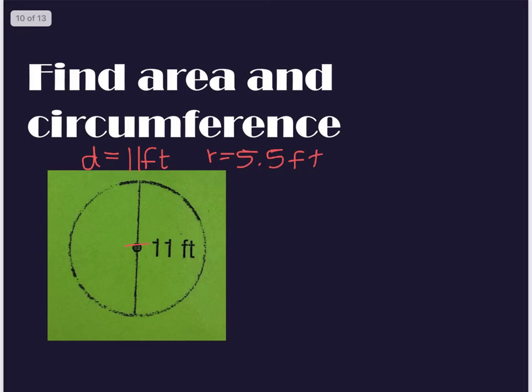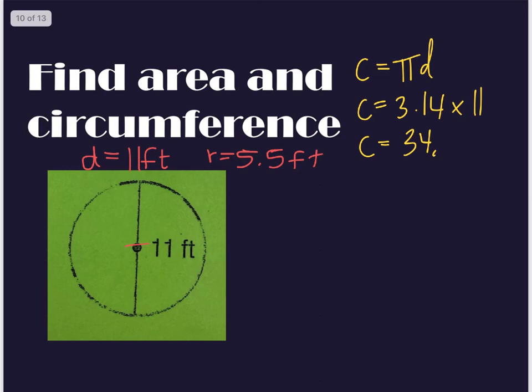So now we can find circumference and we can find our area. So let's start with circumference. So circumference, again, we said was pi times diameter. So we're going to do 3.14 times, our diameter is 11. So 3.14 times 11, that's going to give us, our circumference is 34.54, and it's going to be feet. Okay, so there's our circumference.